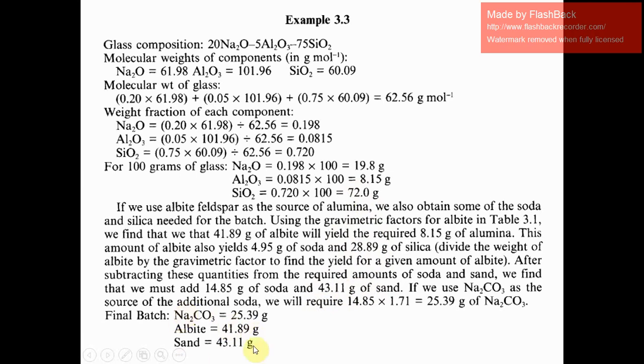So these are the raw materials for this particular type of glass composition. Similarly, you can take any kind of glass composition and you can calculate easily what kind of raw materials are required and in how much quantity. The basic thing is that you have to know the molecular weight of each oxide, so that it will be easy for you. Generally the gravimetric factor you don't have to remember, that will be given to you.